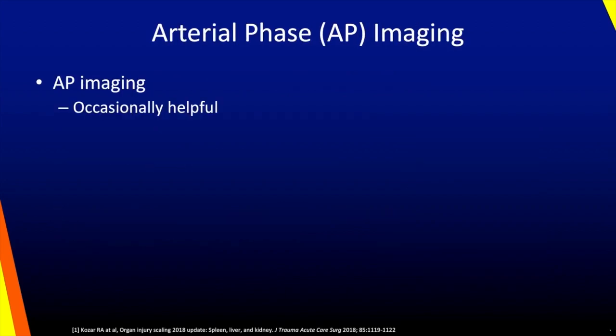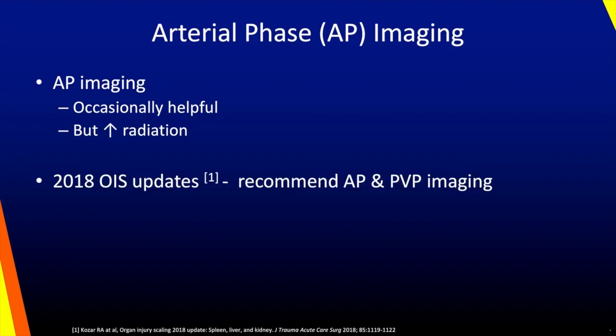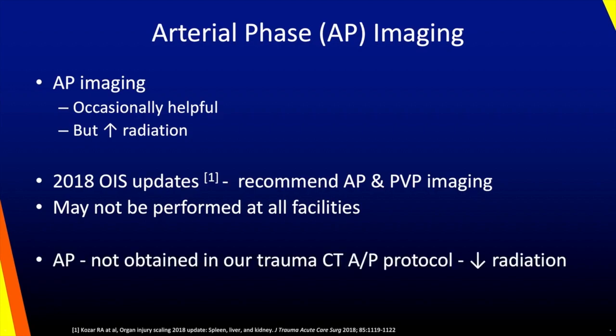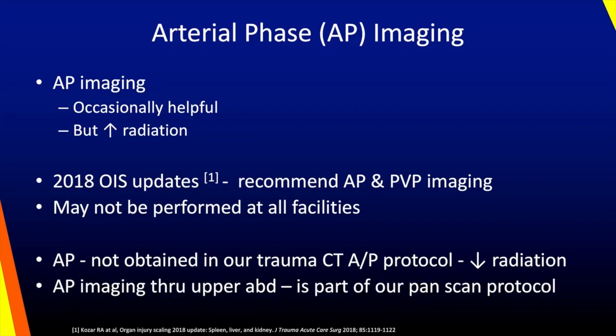Arterial phase imaging is occasionally helpful, but it increases radiation. The 2018 OIS updates recommend both arterial and portal venous phase imaging, but this may not be performed at all facilities. Arterial phase imaging is not obtained in our trauma CT abdomen and pelvis protocol to minimize radiation. However, when we do a pan-scan protocol, we do arterial phase imaging through the chest, which extends through the upper abdomen and does include the kidneys.